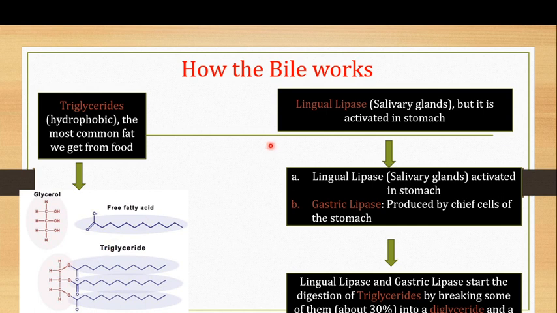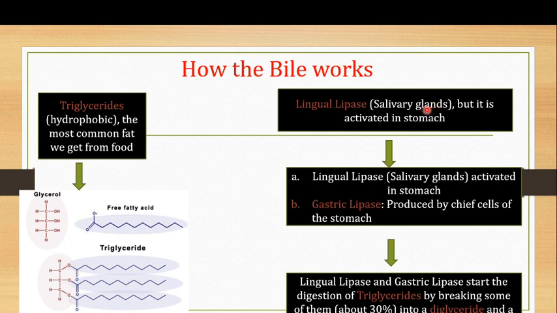Now what happens is that there is an enzyme known as the lingual lipase. This lingual lipase is produced by the salivary gland, but it is activated in the stomach, because for the activation of the lingual lipase you need an acidic pH. The pH is not acidic in the oral cavity or in the mouth, therefore the lingual lipase is produced by the salivary gland, but it gets activated in the stomach.